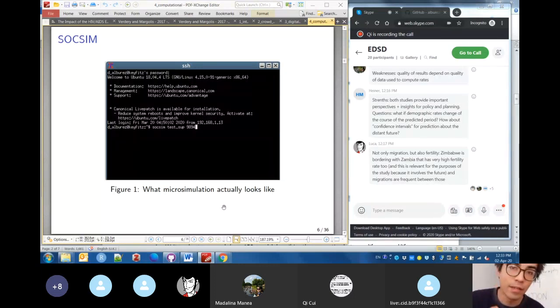Each segment has a duration, which can be 1 month or multiple months. For each segment, SOCSIM assigns an event for this agent. I don't want to get too technical, but basically it draws from a distribution that is defined by the population level rates and then assigns. So not all the agents born in the same year and exposed to the same rates are going to experience the same events.